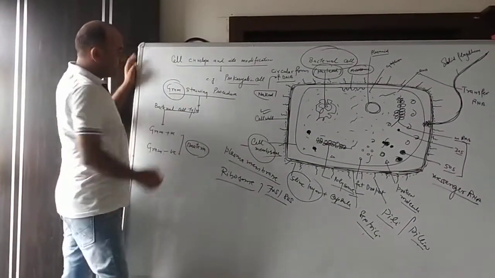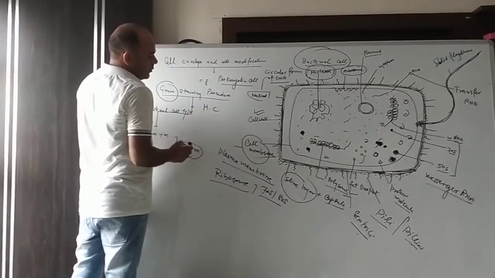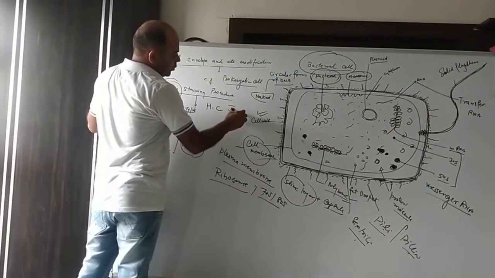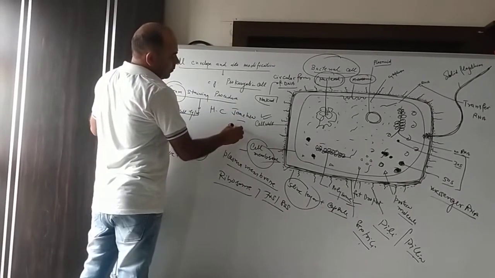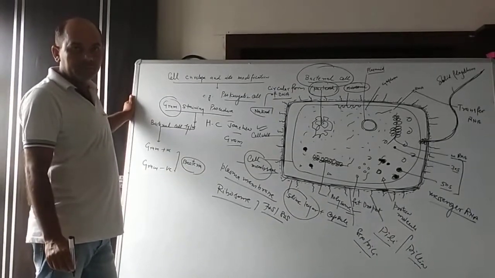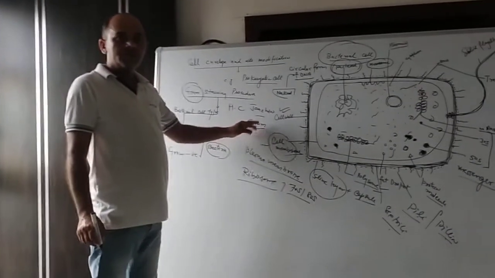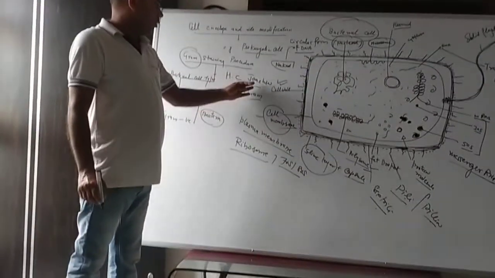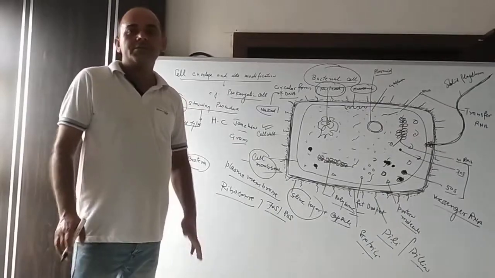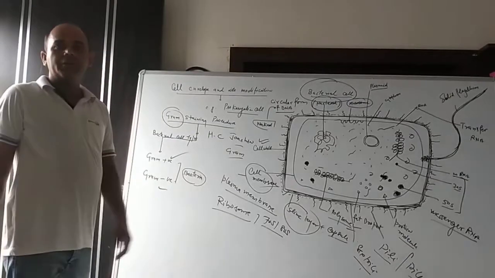This is the name of a scientist. The name of the scientist is H.C. Joachim Gram. He gave a procedure by which we can differentiate bacteria into two categories. One is called gram positive, another is called gram negative.